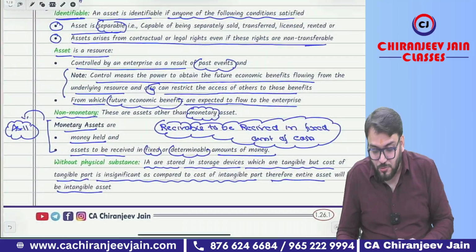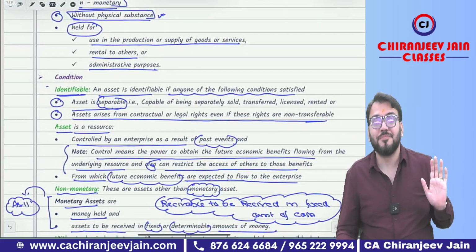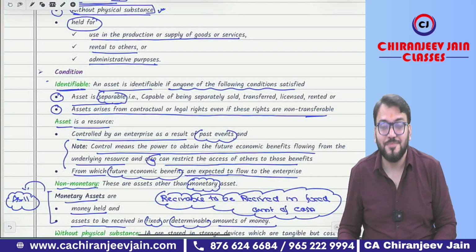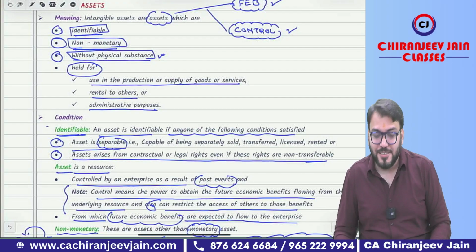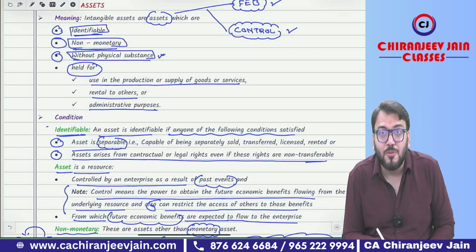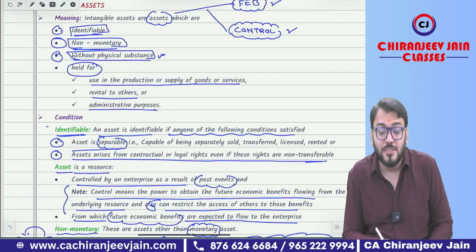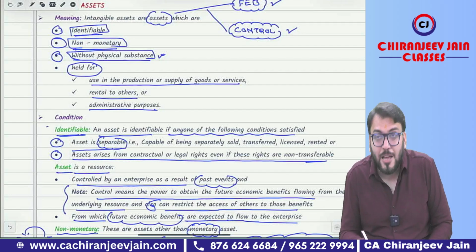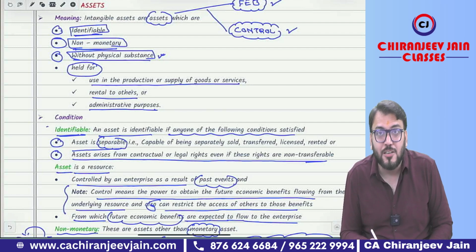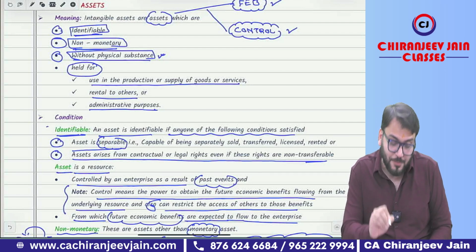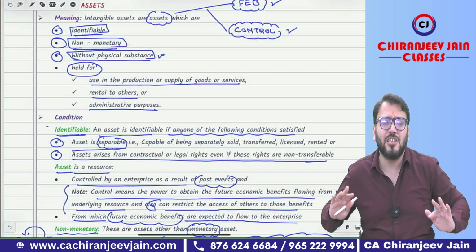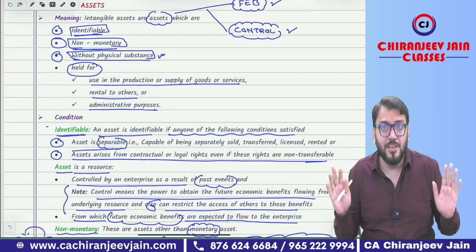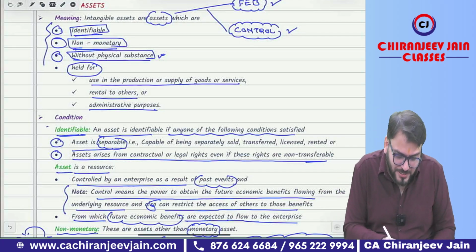Okay, sir. This was the definition part. How was the definition? I hope you have understood. Can you repeat with me? Intangible assets are assets which are identifiable, non-monetary, without physical substance, and which are held for production or supply of goods or services, or for rental to others, or for admin purposes. Now, if anyone is asking the definition of intangible assets, say this definition. Don't say which cannot be seen, which cannot be touched, which cannot be felt. That, I will say, is a useless definition.